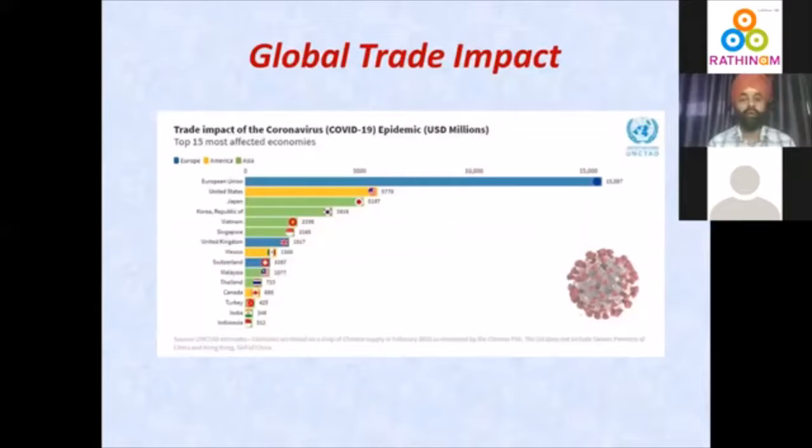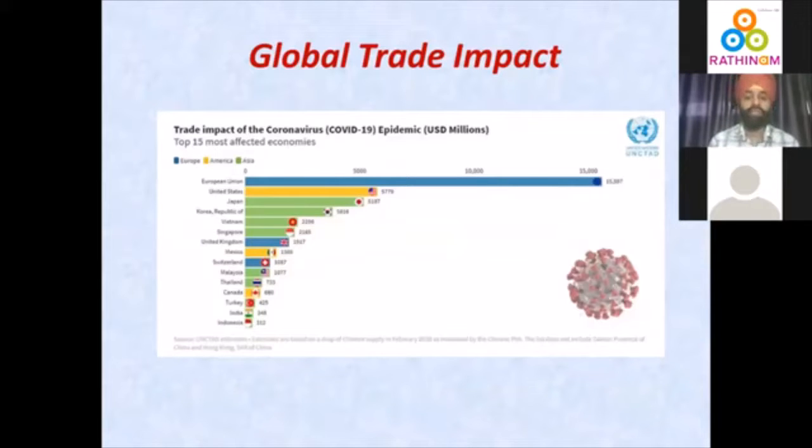Now we are looking at the global trade impact. You can find this information easily online. This is from the United Nations, UNCTAD. They have given certain estimates. Just about 3 months ago, I believe, this data is from February, and this has only increased in the last 3 months.